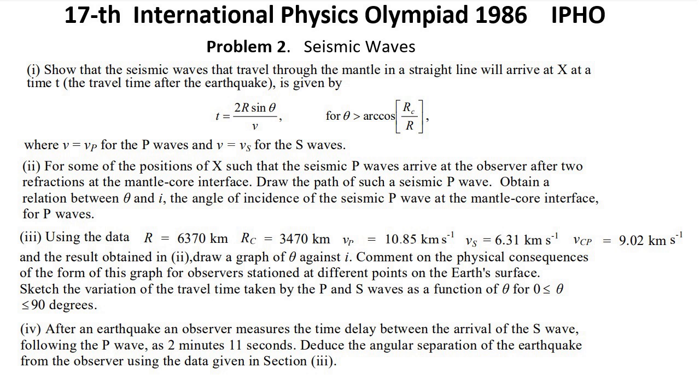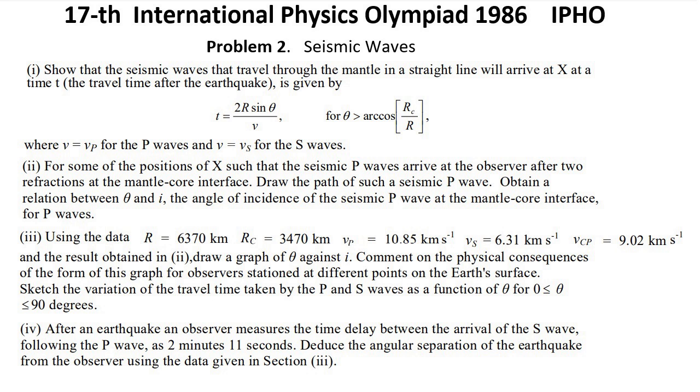for P waves. Question 3. Using the data r equals 6,370 kilometers, RC equals 3,470 kilometers, VP equals 10.85 kilometers per second, VS equals 6.31 kilometers per second, VCP equals 9.02 kilometers per second, and the result obtained in question 2. Draw a graph of theta against I.